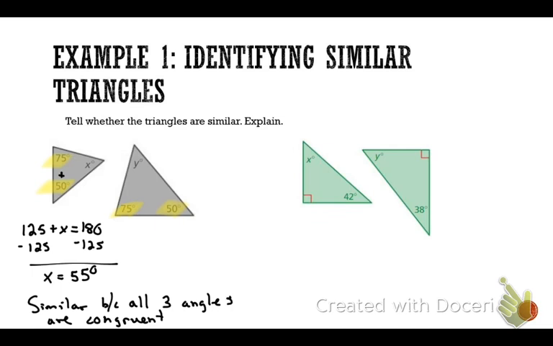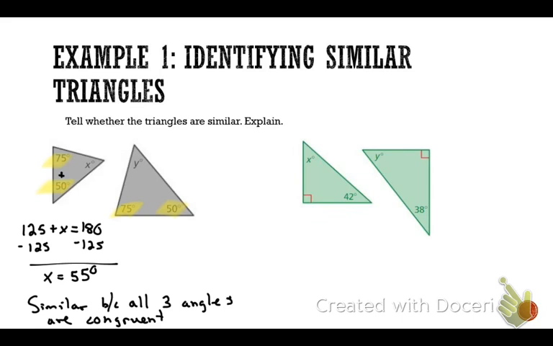You see the two 90-degree angles, right? So I have one pair, I've got my 90-degree angles, but look at the second ones, 42 and 38. But look here, guys, that doesn't mean they're not similar, because what if y is 42 when I solve? Or what if x is 38? Then I do have my pairs.